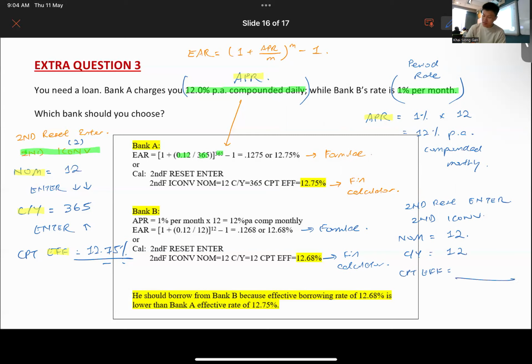You get your answers. Since this is a loan, do you go for the highest one or the lowest one? You go for the lowest one. Very good. So you go for Bank B, because Bank B is the lowest one. What you need to write in the exam is just like this. This is the calculator method. You just need to write like this.